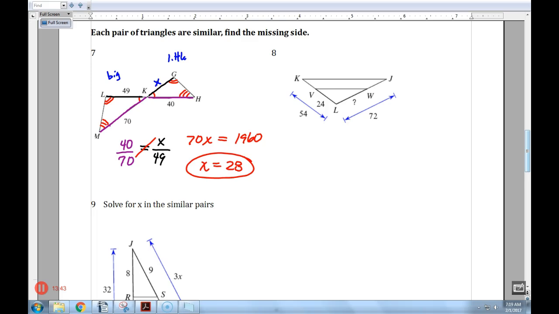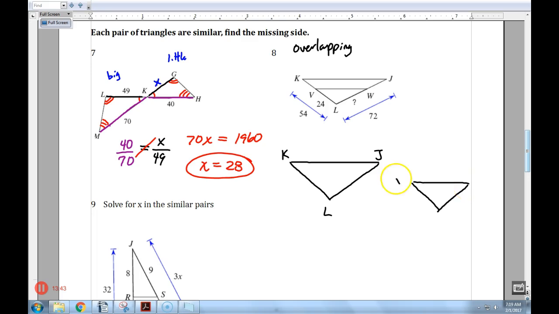Now number 8 is a little tougher. Number 8 is what we call overlapping triangles. For some people it might be easier for you to break these up. So I might redraw this. Sometimes it's easier that way. K, J, and L. And then over here to the side, draw the smaller version, which is V, L, W. Now some people may not want to take the time to redraw the pictures. I just kind of like to do it.